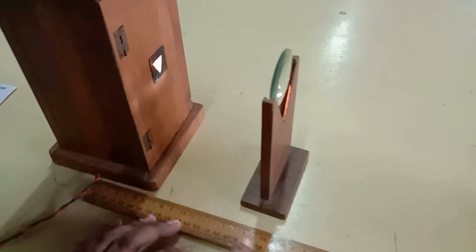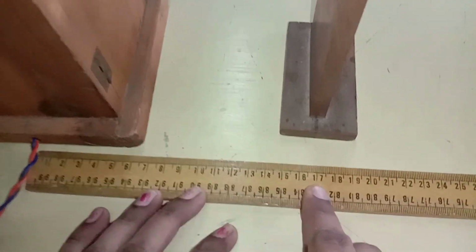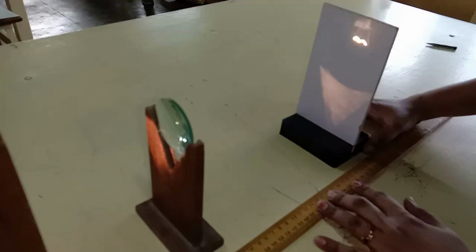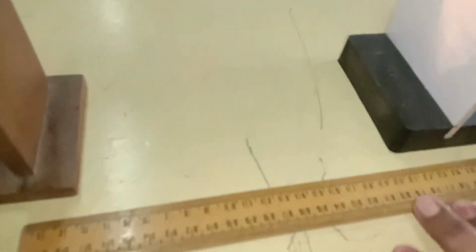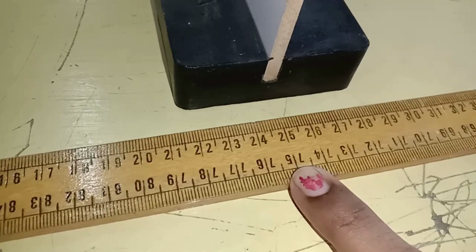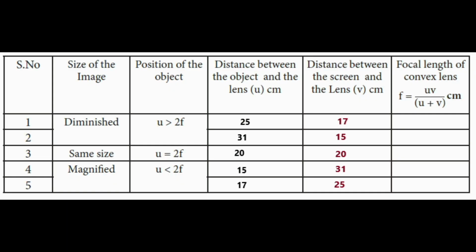Now the object is kept at 17 centimeter. Now once again we have to adjust the position of the screen so that you get a magnified clear image. Once you measure the V distance, here the distance is 25 centimeter. We have to tabulate it. Now the tabulations are over.